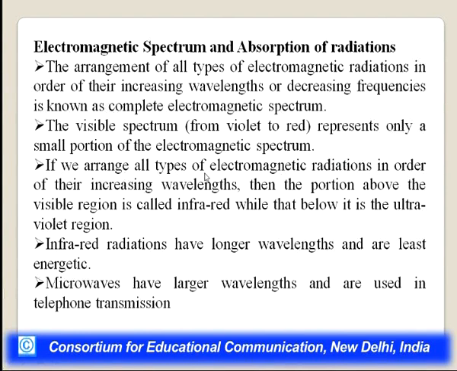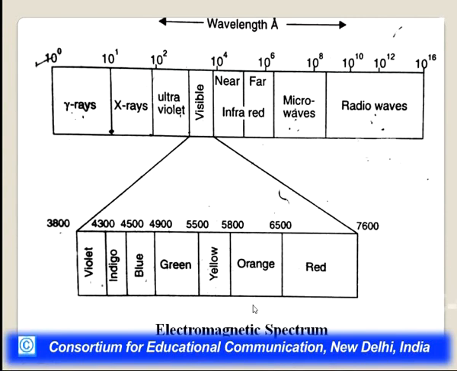If we arrange all types of electromagnetic radiations in order of their increasing wavelength, then the portion above the visible range is called IR, while that below it is called the ultraviolet region. IR radiations have longer wavelength and are least energetic. Microwaves have larger wavelength and are used in telephone transmission.